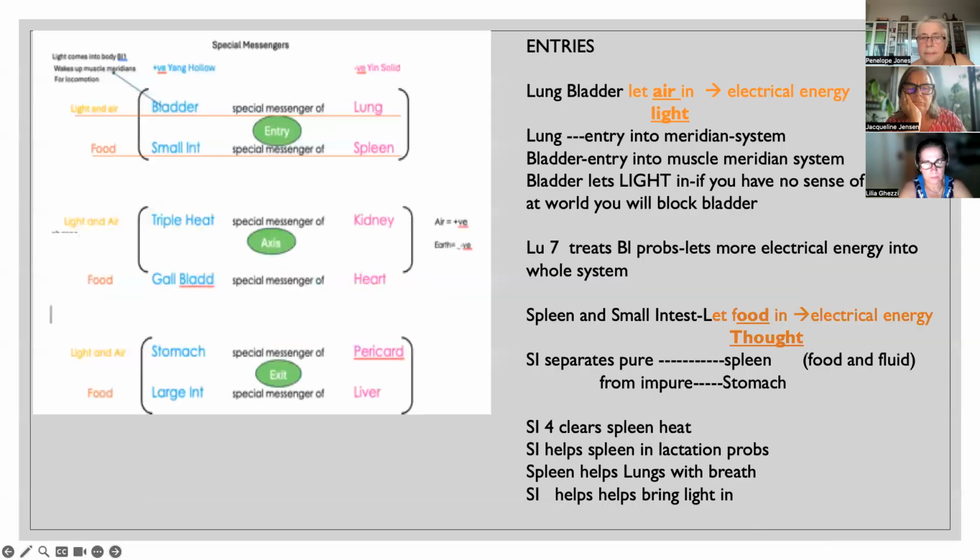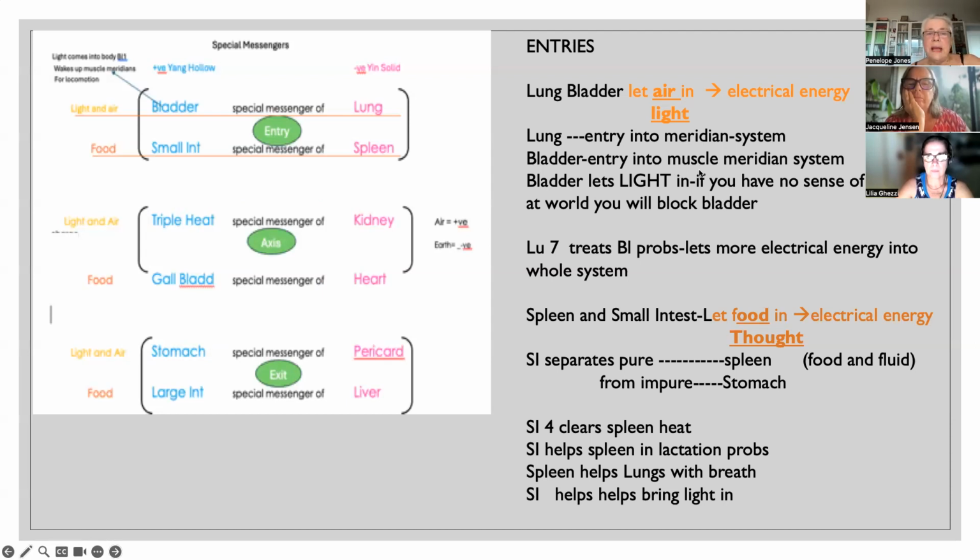Where are we up to? Okay. So if we look at the entries, the lung and the bladder let air and light into the body. That comes in as electrical energy. Now, the lung takes that qi into the meridian system because lung, large intestine, stomach, spleen. So the lung is the entry into the regular meridians, and the bladder is the entry into the muscle meridians.